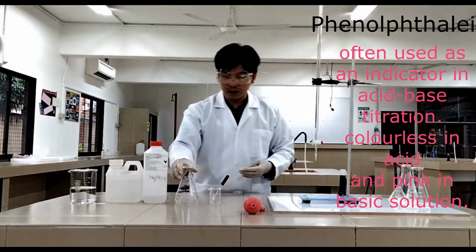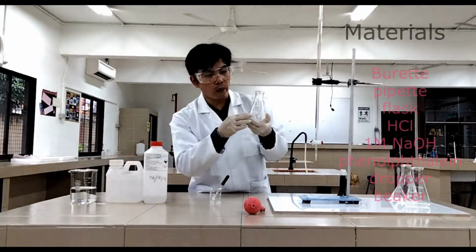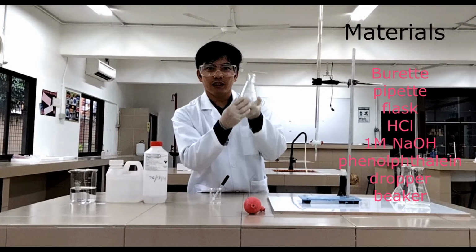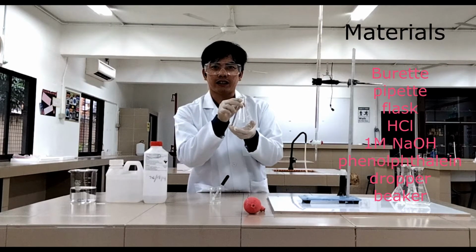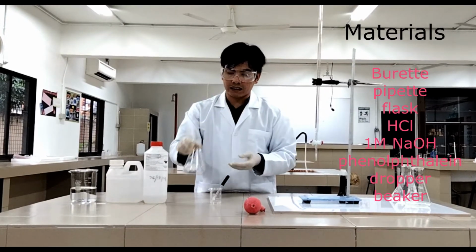Okay? Then the apparatus, we need the flask. Make sure you label the flask that you are going to use. Like for example, in here, we put HCl. So this will be the container of the HCl. This is where the HCl, or the hydrochloric acid, will be put.